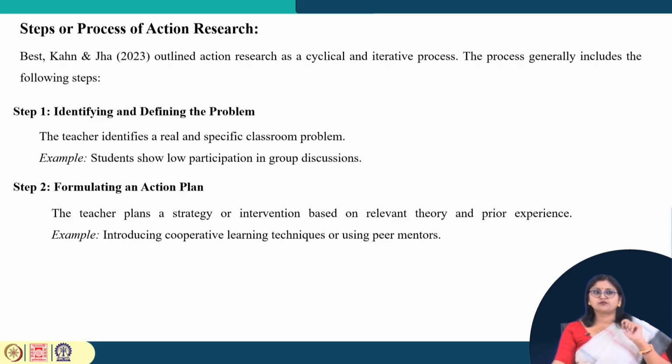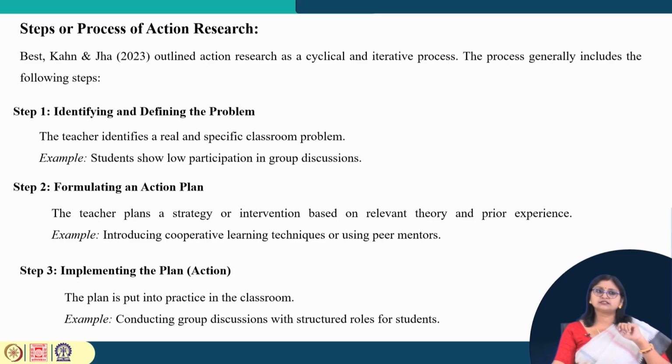Then the second step is formulating an action plan. The teacher plans a strategy or intervention based on relevant theory and prior experiences. For example, introducing cooperative learning techniques or using peer mentoring, or maybe some specific discussion forums and discussion groups, and focus group discussions can be organized for this kind of strategy.